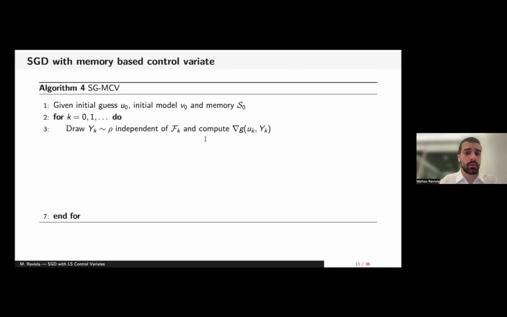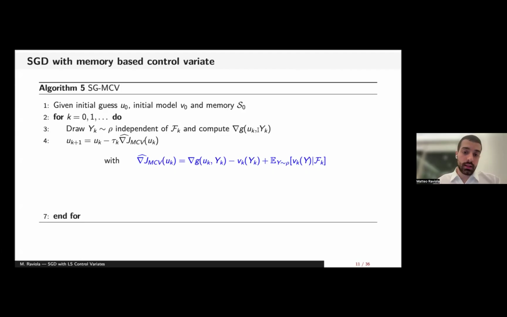So now, what is our algorithm? This is the most general algorithm that we propose, and it follows SAGA closely, as I showed you earlier. After we have an initial guess, initial model, initial memory, for each iteration, we draw one parameter according to our distribution rho, independent of F_k. This is the sigma algebra of the draws up until and including y_{k-1}. And we compute this one gradient of g.